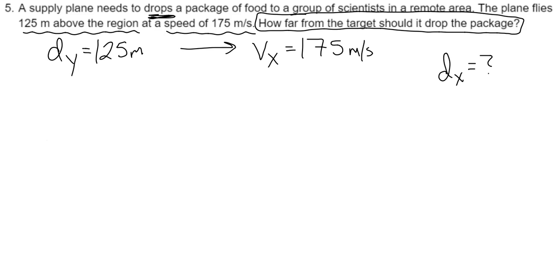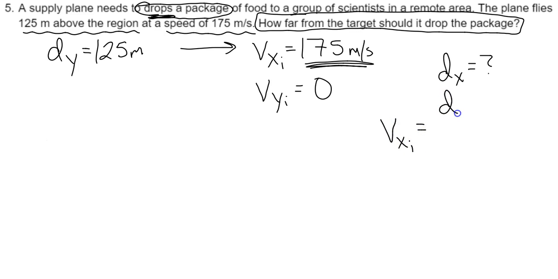Just like the rest of these, the package has been dropped, which means its initial y velocity is 0. That means it's in free fall. It has an initial x velocity, so its initial x velocity is 175 meters per second. That will come into play later, because remember, our velocity in the x direction is equal to our distance in the x direction divided by the time, which means we need to first figure out time if we are going to figure out our distance in the x direction.